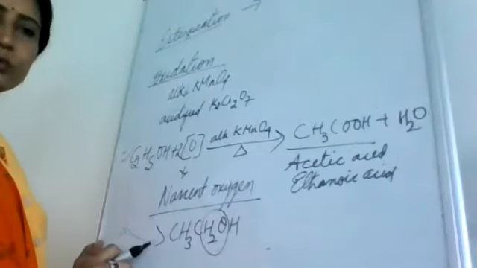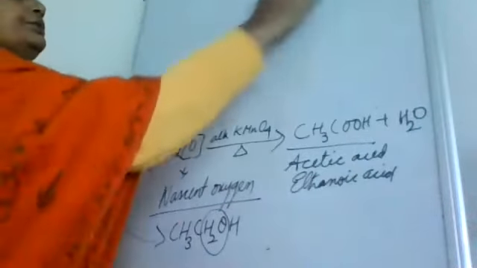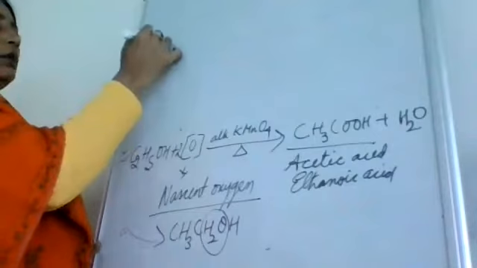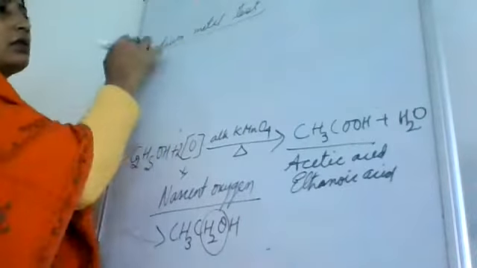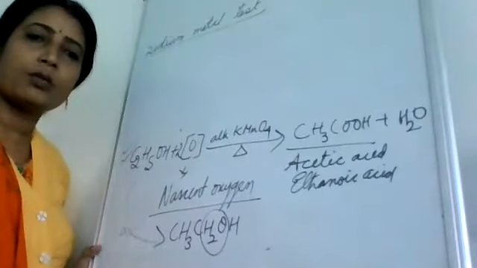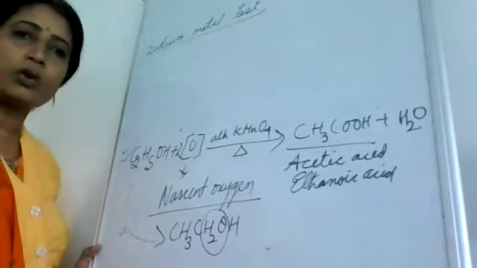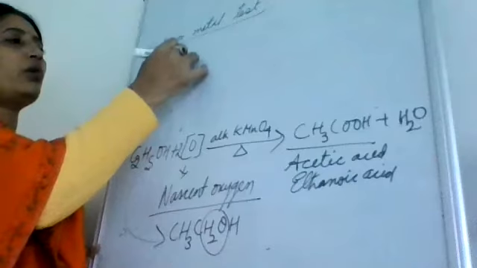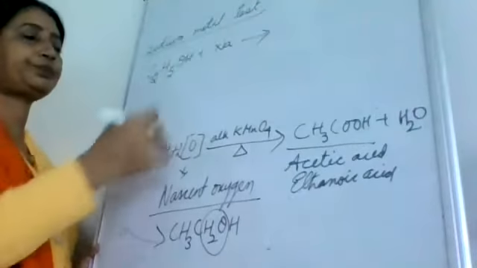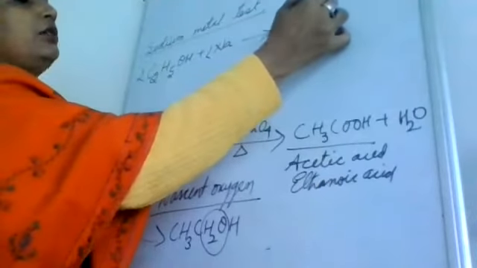And the last one, this is oxidation, and the last one is sodium metal test. Sodium metal test is used to test alcohol. In order to test whether the given organic compound is alcohol or not, you do sodium metal test. What happens in this? C2H5OH reacts with Na. What are we going to get? 2C2H5ONa plus what? Plus H2.